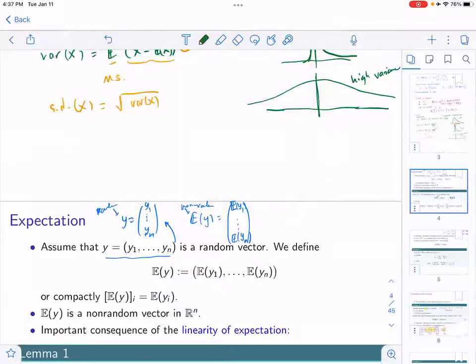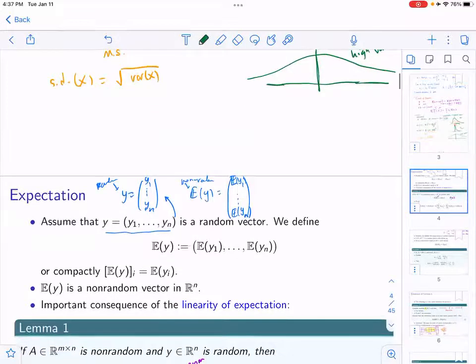There's a natural way. Sorry, can you repeat? Yeah. So we define the expectation for a random vector. We want to do the equivalent of it for the random vector. So how can I extend the definition of the variance to a random vector?